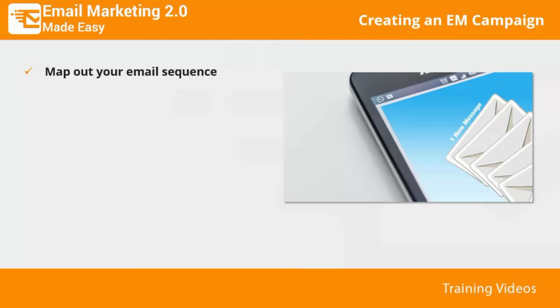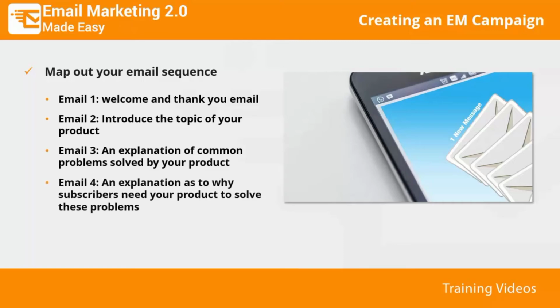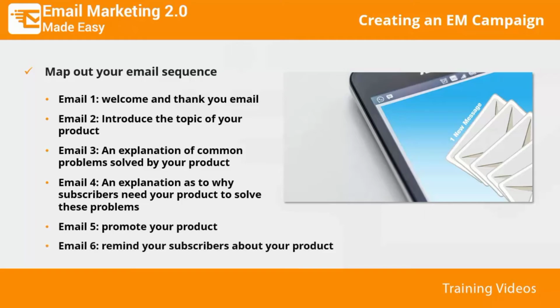To give you an example, here is a common new subscriber autoresponder sequence. Email 1, welcome and thank you email. Email 2, introduce the topic of your product. Email 3, an explanation of common problems solved by your product. Email 4, an explanation as to why subscribers need your product to solve these problems. Email 5, promote your product. And email 6, remind your subscribers about your product.